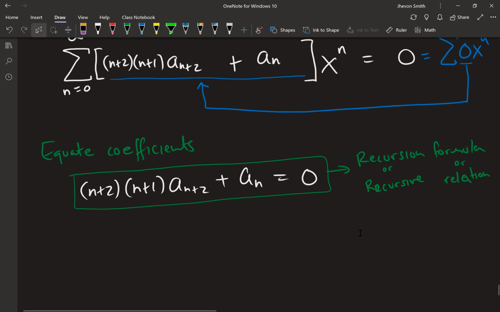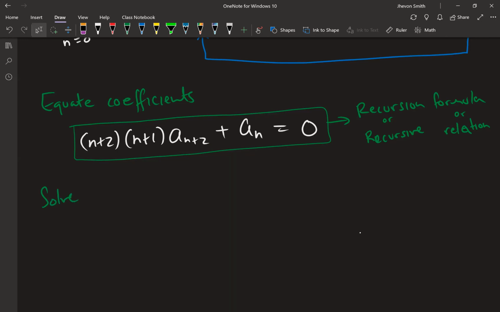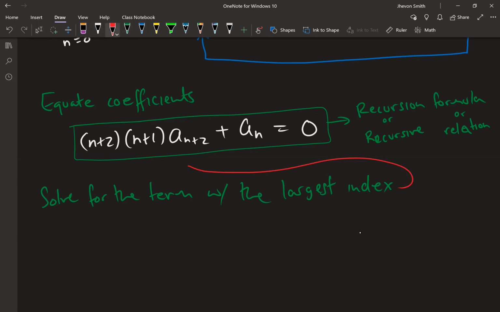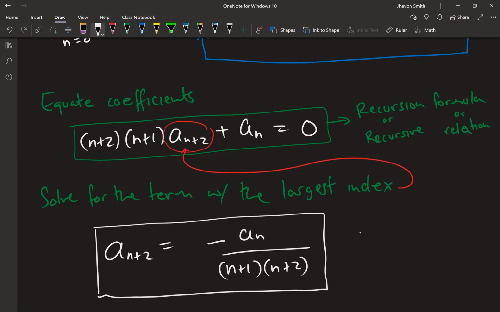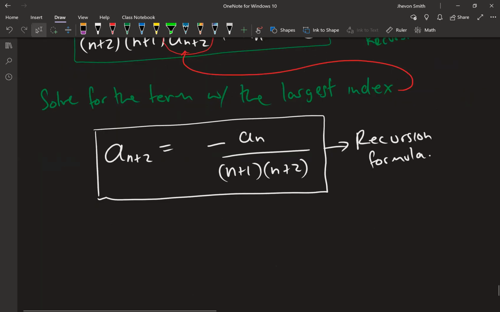Now, once you get here, you solve for the term with the largest index. Now in this situation, the a n plus 2 is going to be the guy with the largest index. So I'm later going to solve for a n plus 2. Bring over the a n, and then divide by n plus 1, n plus 2. Now, this is the guy that I like to call the recursion formula. I usually bring it to this point, but sometimes if they don't solve for the largest index, you can call it that. But it's of course exactly the same equation, but I'd rather you think of this as the recursion formula.